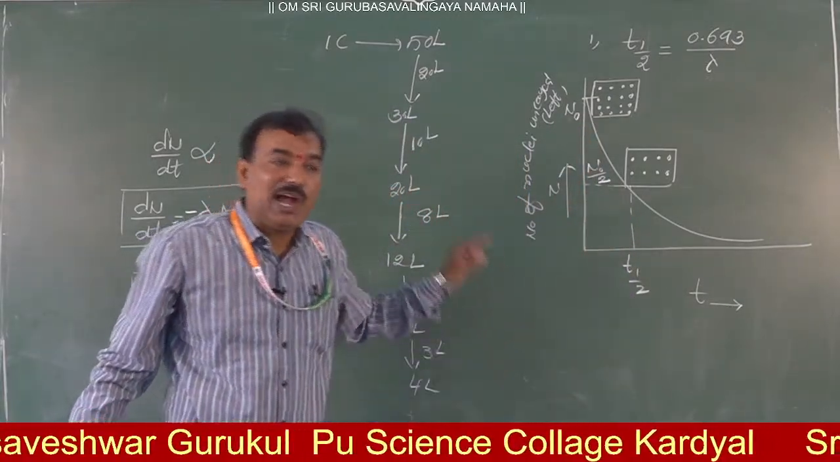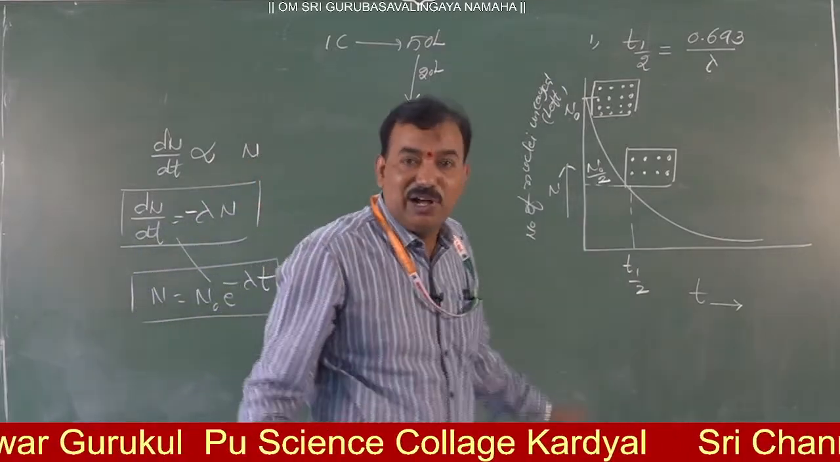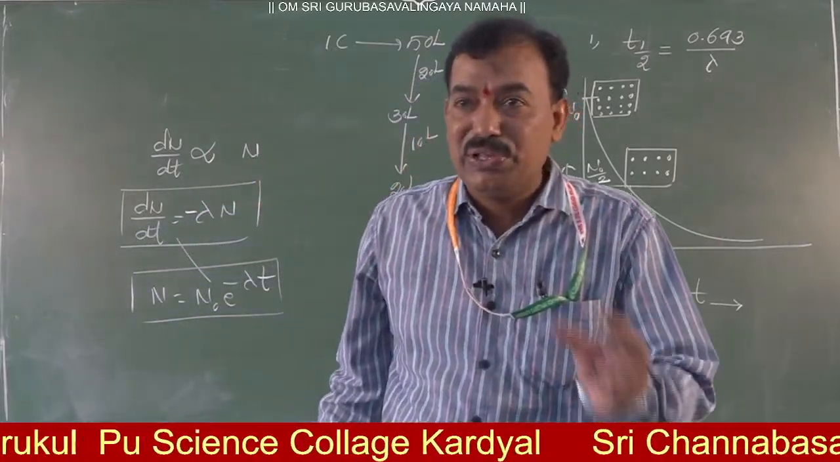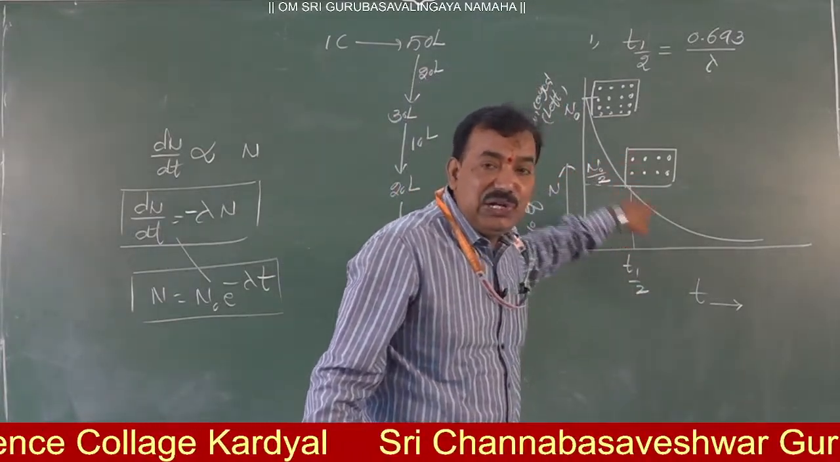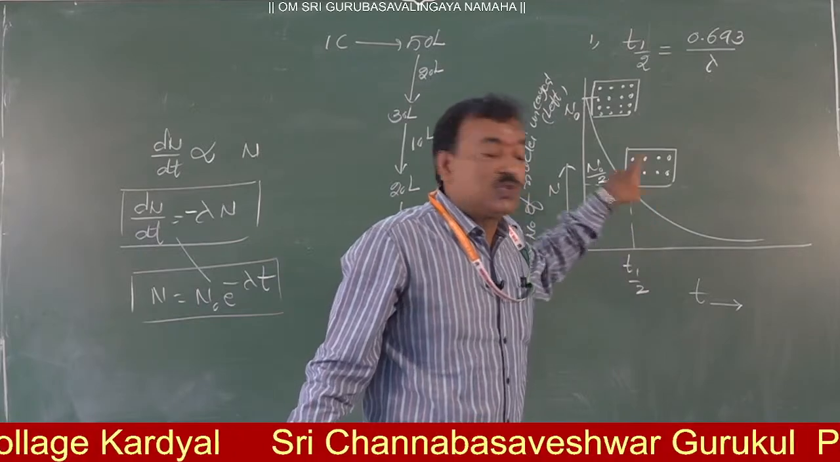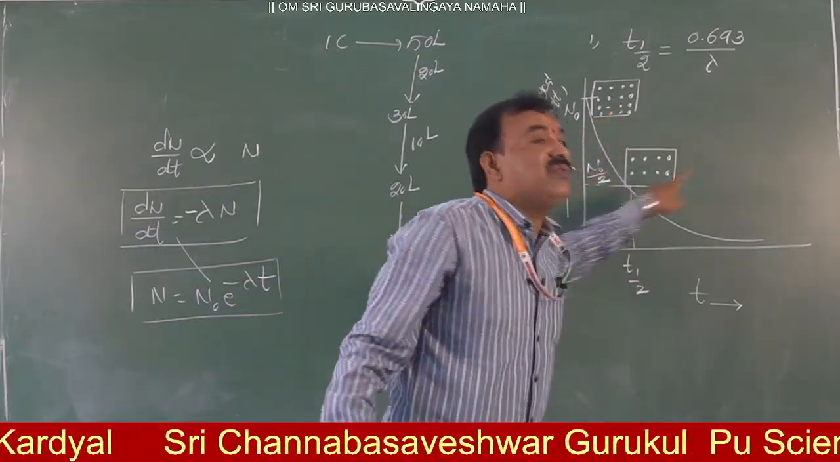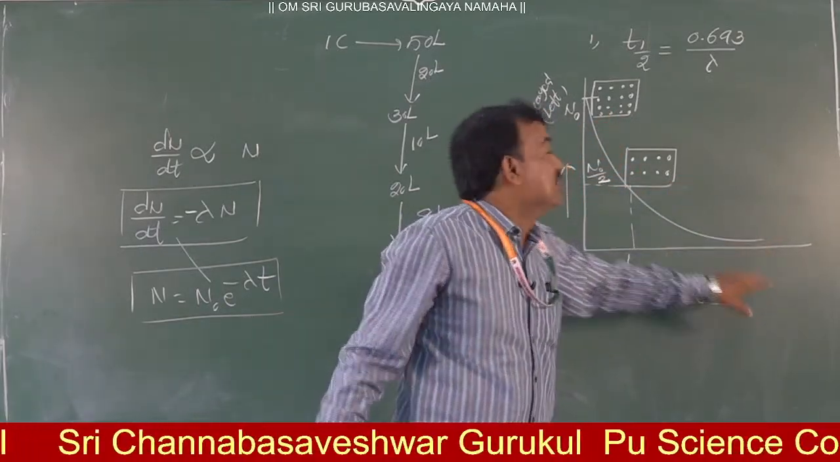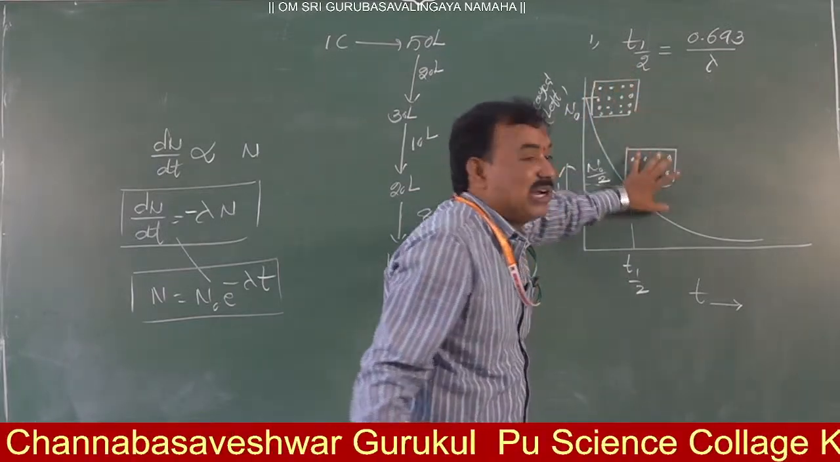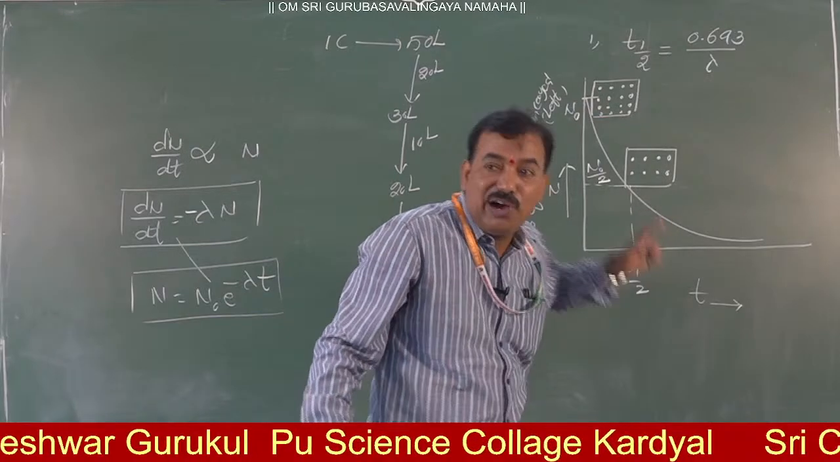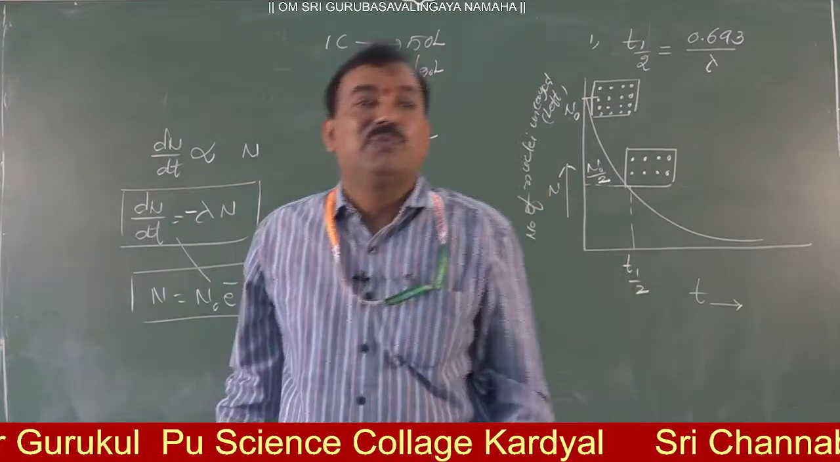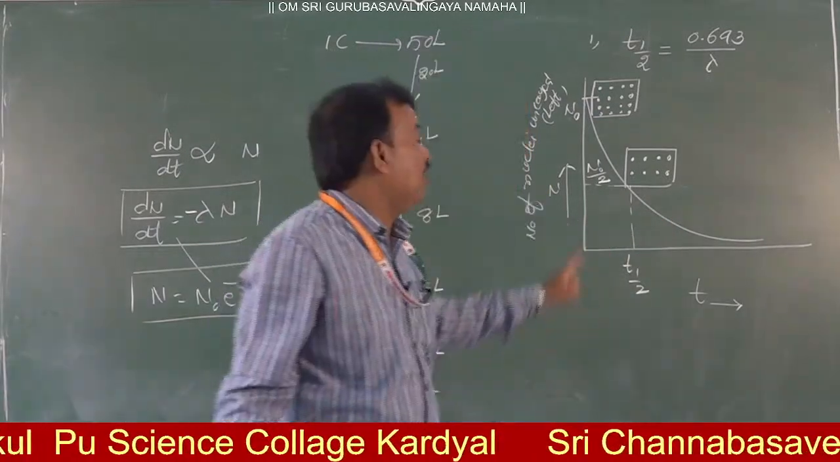The time interval during which this radioactive sample or radioactive material falls to half of the initial value, so this one is N₀ and this is N₀/2. Suppose this is 16, this is 16/2. Falls to half of the initial value. The time taken is nothing but the half lifetime.